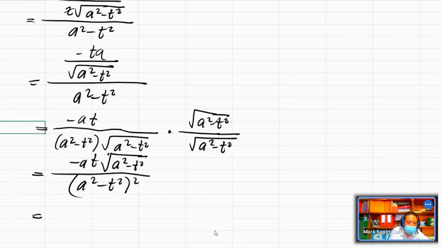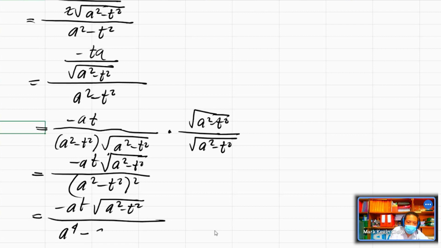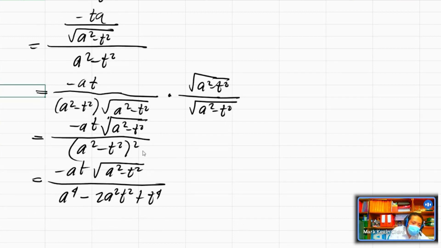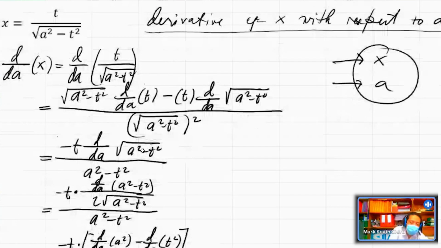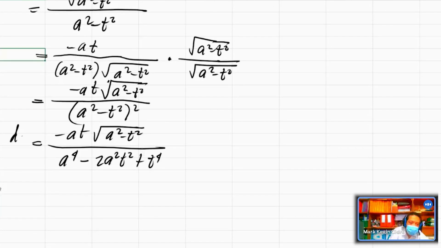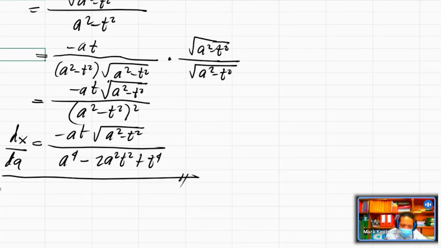Let's expand this. This is negative ta times the square root of a squared minus t squared, all over a raised to 4 minus 2a squared t squared plus t raised to 4. We'll accept this answer. This is dx over da. Any question?